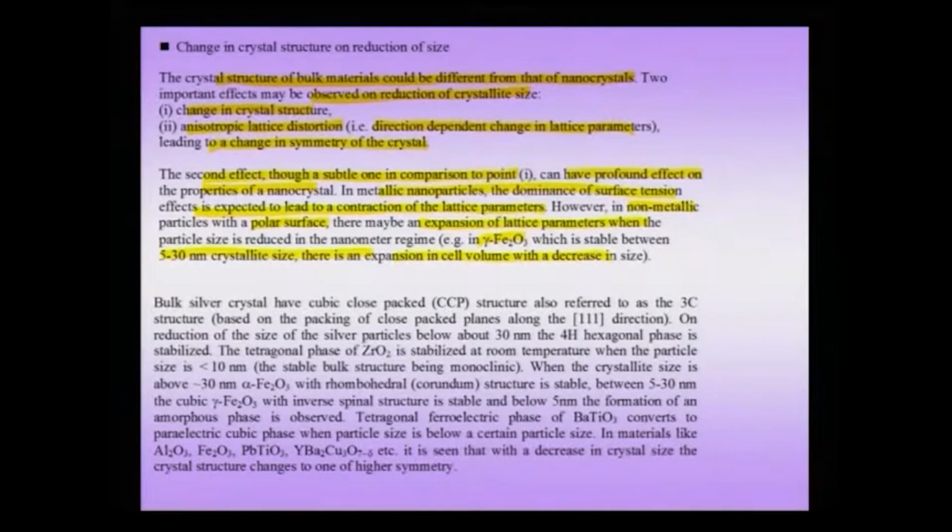So, there are two distinct effects when you are talking about surface tension and its role in what you might call the lattice distortion, or the lattice contraction or lattice expansion. One, of course, is that the lattice expansion could be uniform or isotropic. In some other cases, the lattice expansion could be anisotropic. In the case of metallic particles, at the nanometer length scale they are dominated by surface tension effects, wherein you actually observe a contraction in the lattice parameter.